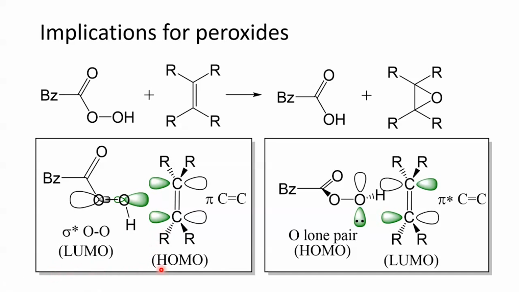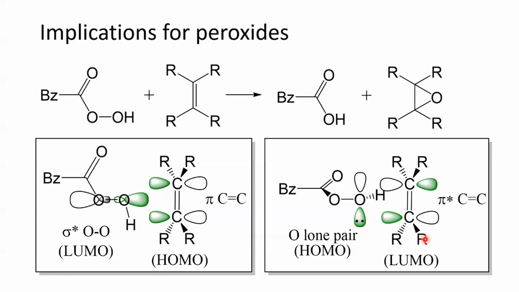Now, there's two scenarios that could result in the products of this reaction. The first is the oxygen to oxygen bond breaks, forming new bonds with the double bond. So sigma antibonding orbitals for the peroxide, and they're interacting with the pi orbitals of the alkene.